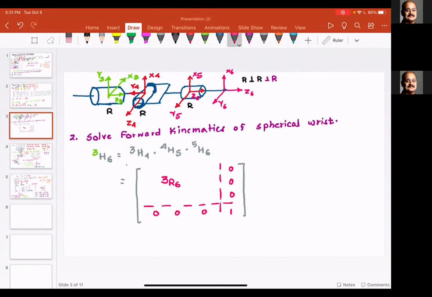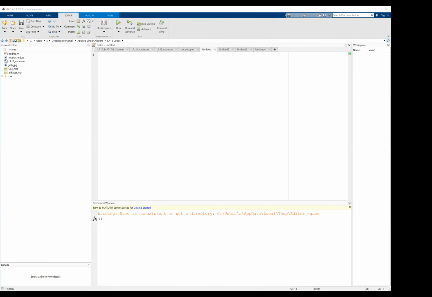So for some reason, I don't see MATLAB. Okay. Okay. Can you see my MATLAB screen?